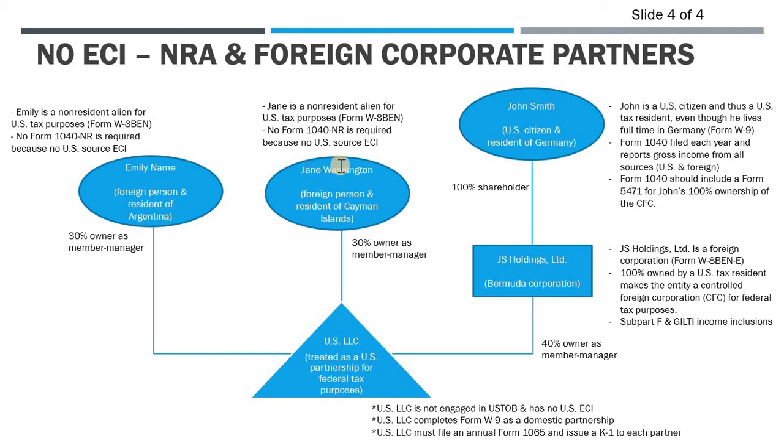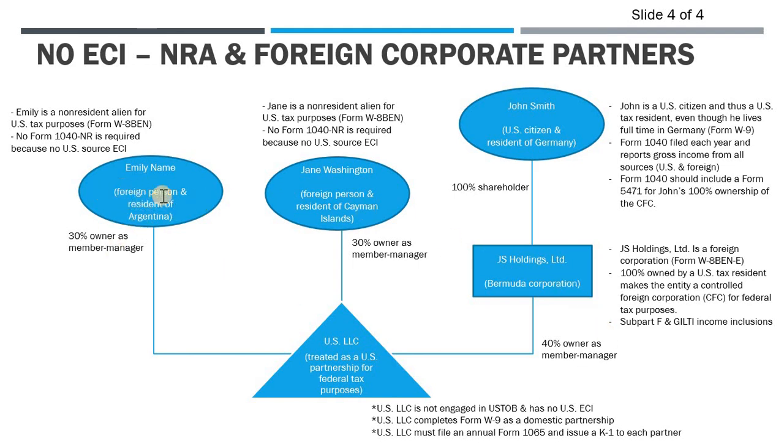We've got Emily and Jane, the same LLC, but instead of John holding it directly, he's got an intermediary Bermuda company in here. So the partner here is a 40% owner, Jane's a 30% owner, Emily's a 30% owner. These are all foreign persons, right?